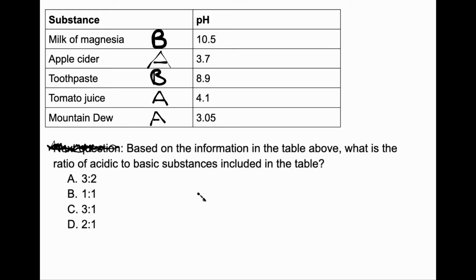Okay, so the first thing I want to do here is count up the number of acids. So we have 1, 2, 3. So we've got 3 different acids. And now let's count up the number of bases. So we see we've got 2 different bases. So the ratio of acidic to basic substances is 3 to 2. So A is the correct answer here.